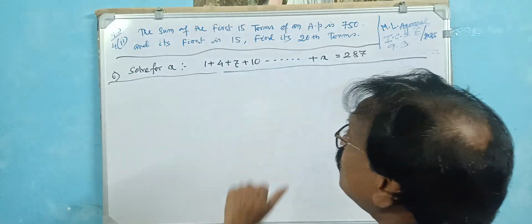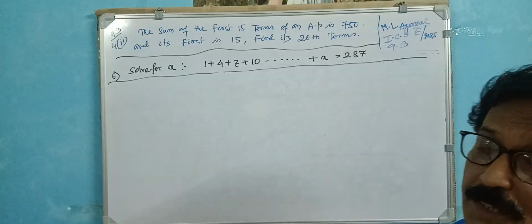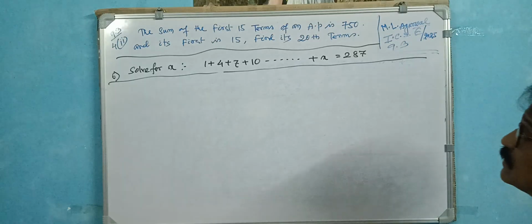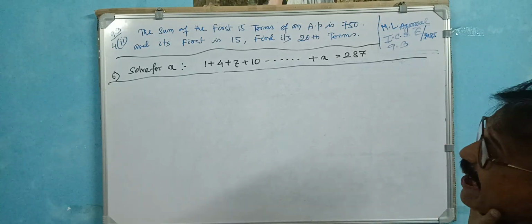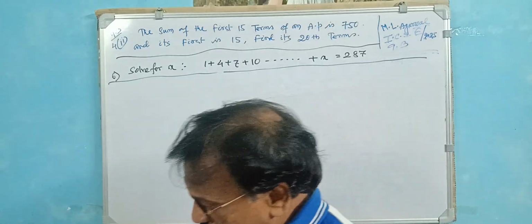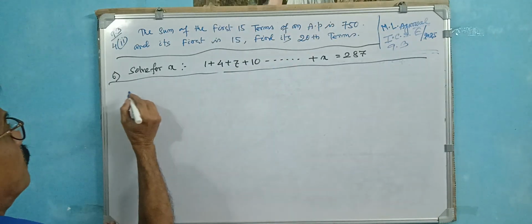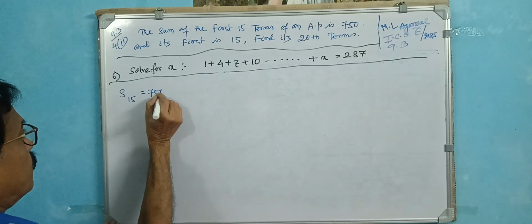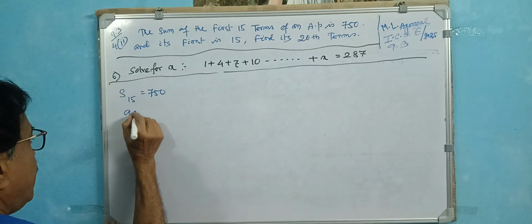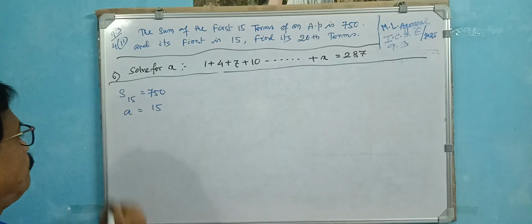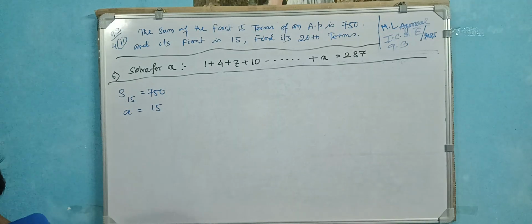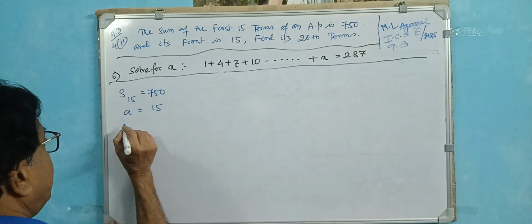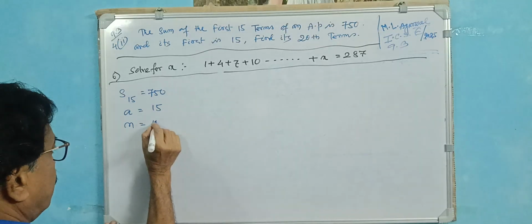Okay, this is a very important thing. The sum of the first 15 terms of an AP is 750, and its first term is 15. So S15 is 750, then its first term A is equal to 15, and n is 15.